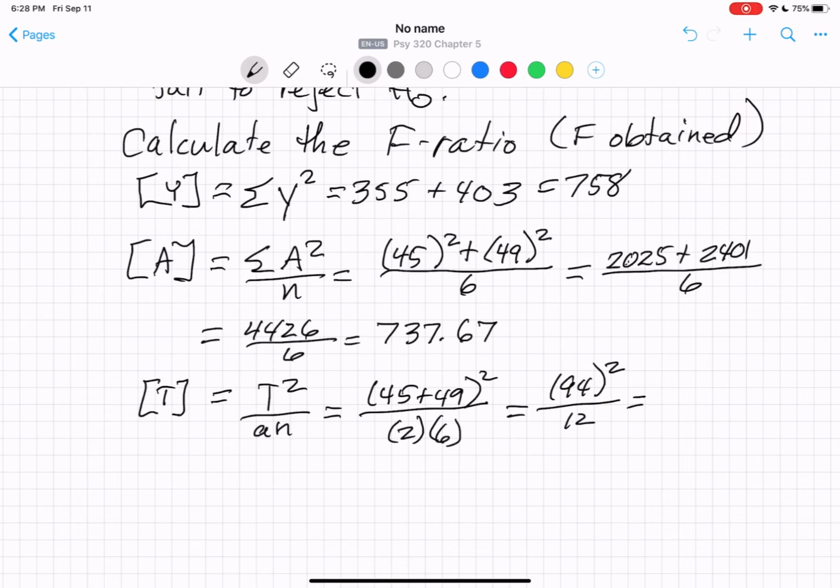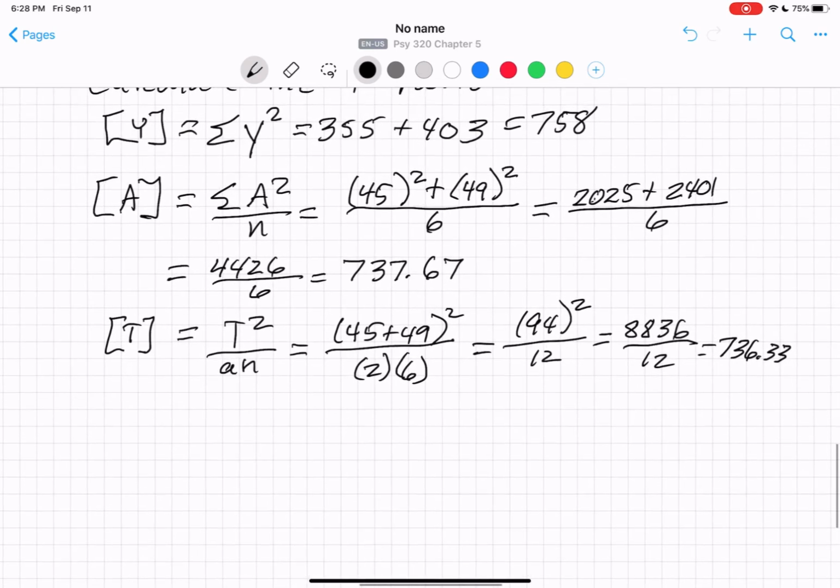94 squared is 8836 over 12. And when we divide, we get 736.33. Okay. Now we're going to do our sum of squares for between group, which is sum of squares for A. So remember, that's the basic ratio for A minus the basic ratio for T.